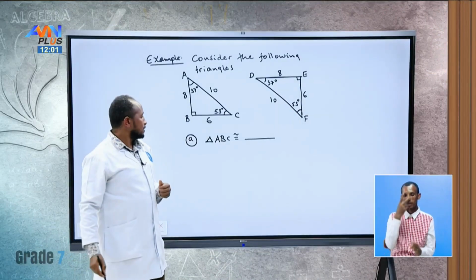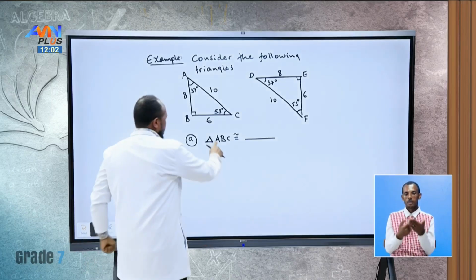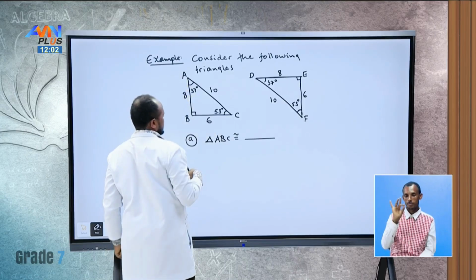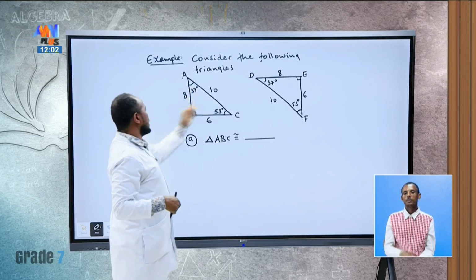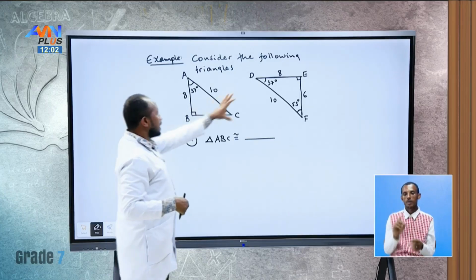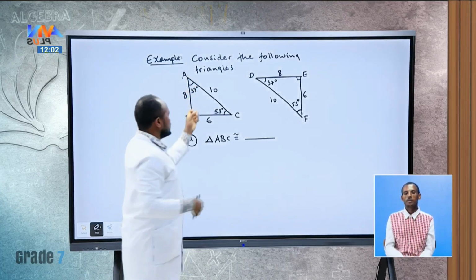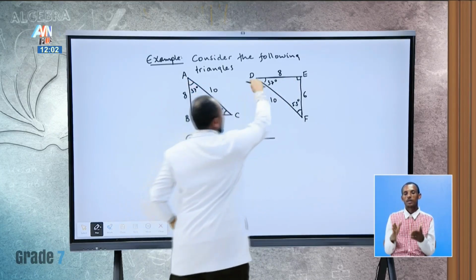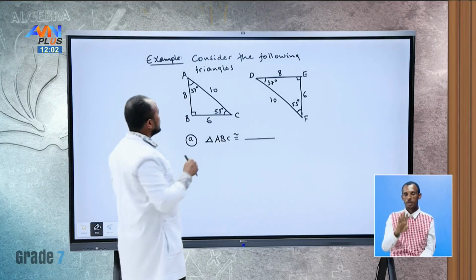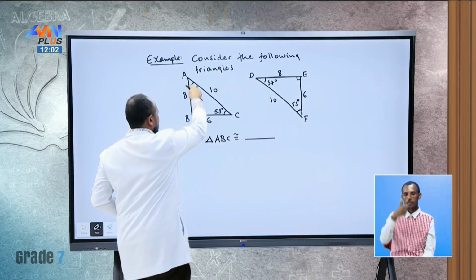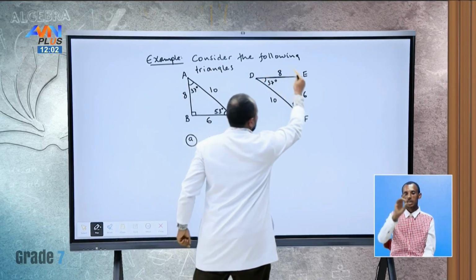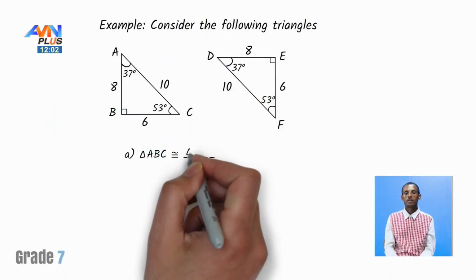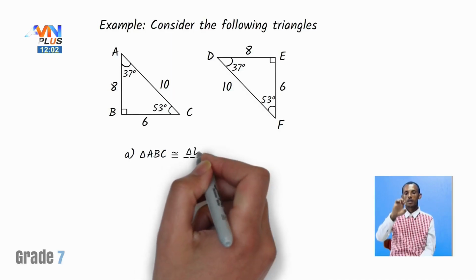Let's see this together. Look, here side AB is 8 units long. It starts from 37 degree to 90. So you have to fit on that order. So 8 units, you have 8 units here. So this side must fit on this side. In what order? A, B, 37 degree to 90. So it fits on DE.